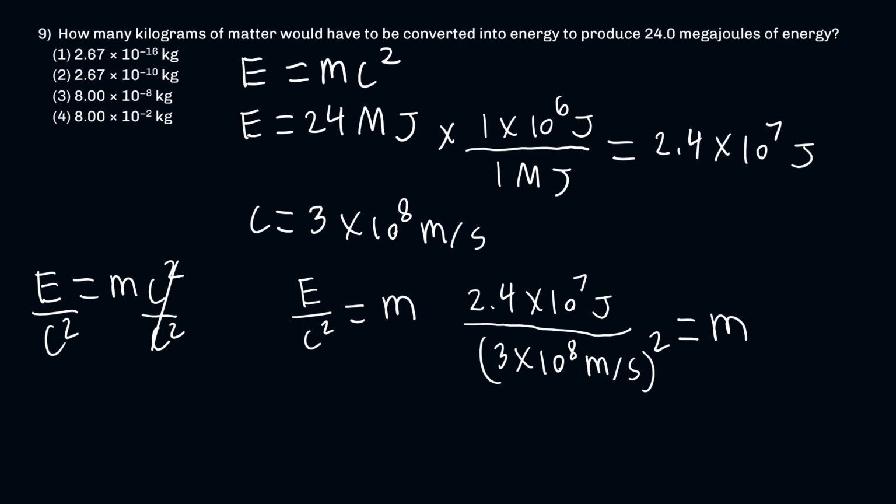of 2.67. That's the answer that they're giving me up there. 2.67 times 10 to the negative 10th, and kilograms is going to be my unit. So looking at my answer choices there, I should end up with answer choice 2, 2.67 times 10 to the negative 10th kilograms. So let's move into our next example.